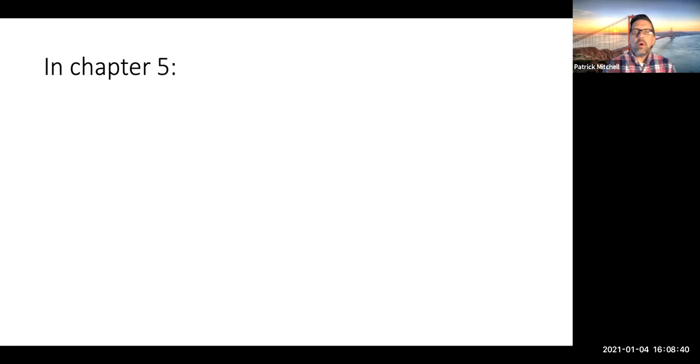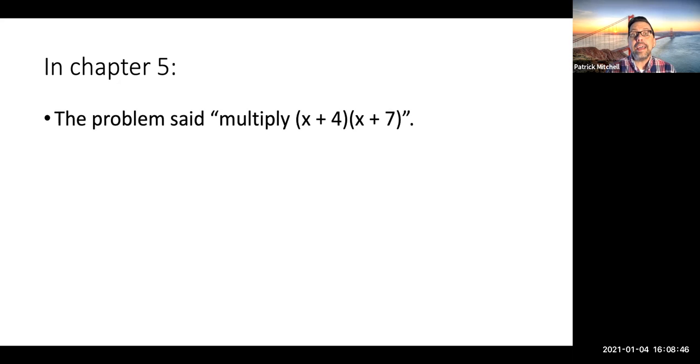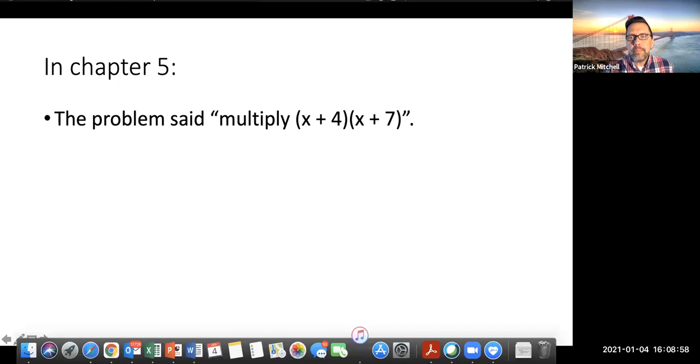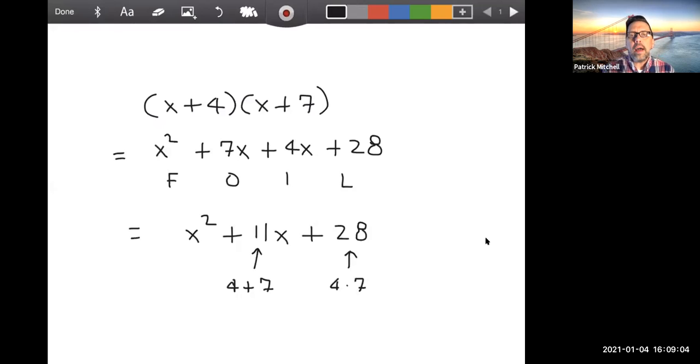All right, so in our old beginning algebra course, we covered this in Chapter 5, problems like multiply x plus 4 times x plus 7. So let me switch over to my tablet really quick to remind you how that worked. All right, here it is. So x plus 4 times x plus 7, we would use FOIL. First, x times x is x squared. Outer, x times 7 is 7x. Inner, 4 times x is 4x. And last, 4 times 7 is 28.